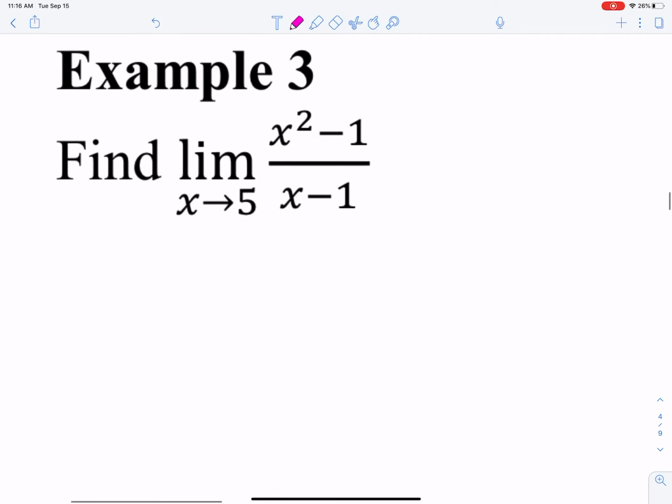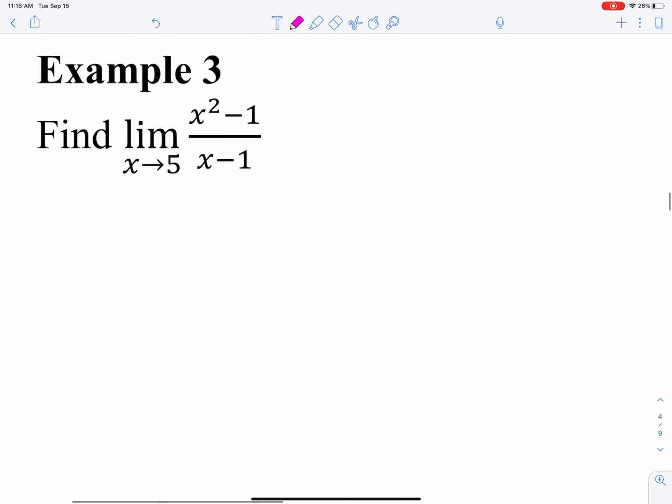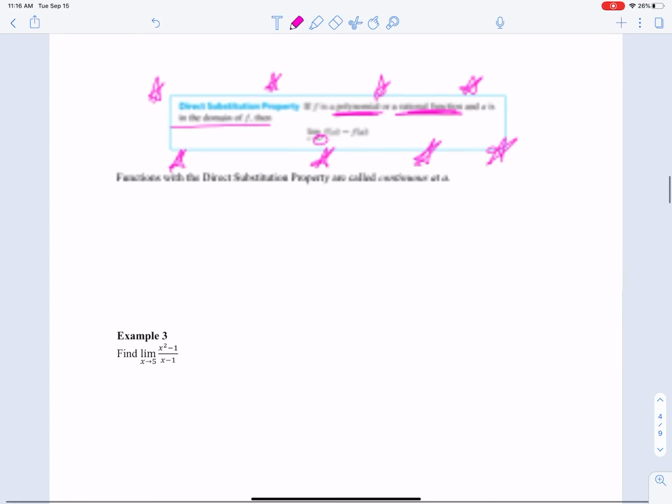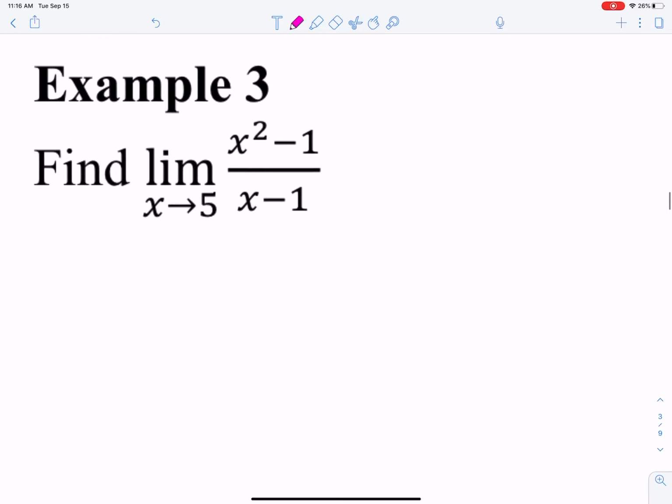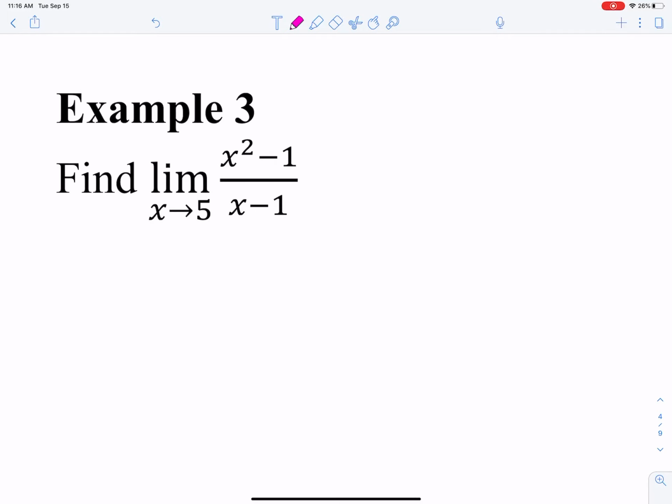So here we go. Example 3. When we use this direct substitution rule, we're going to ask ourselves 2 questions every single time. Every time you take a limit from this point on, you should ask yourself 2 questions. Is the function a polynomial or rational? If it's one of those 2, then ask yourself, is a in the domain of this function? If both answers are yes, you plug in. It's nice and easy. Okay?